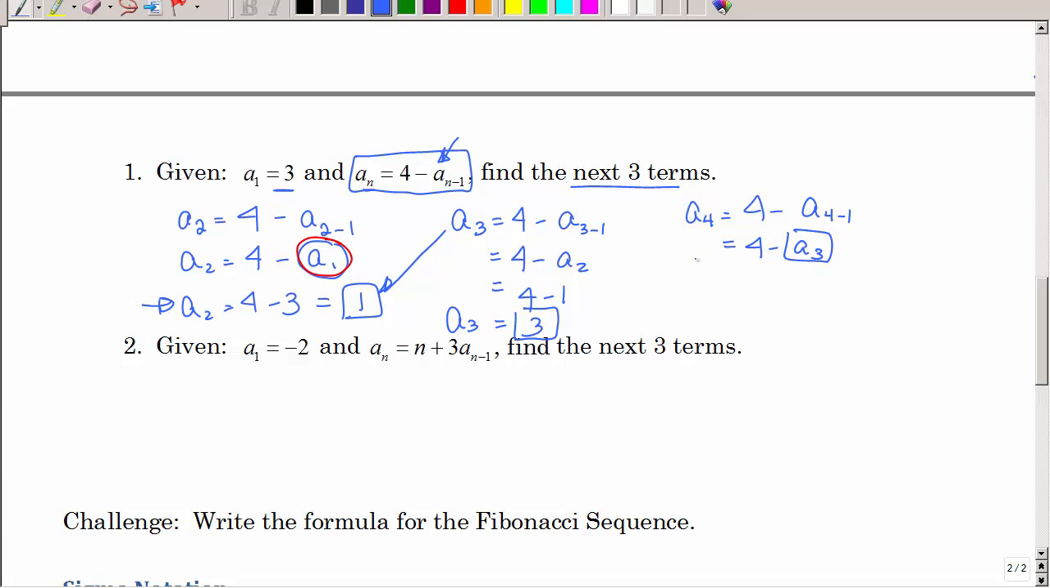All right, there is the previous term. So we have 4 minus 3, and we're back to 1. That's kind of weird, but it does happen. So those are the next 3 terms. Again, a recursive formula is always in terms of a previous term.